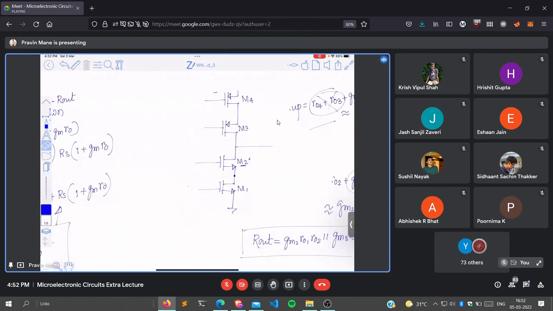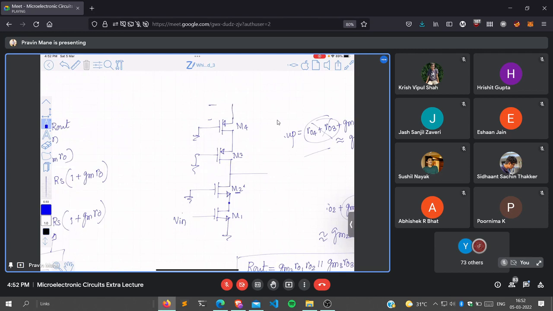Now suppose I have found out what Rout is. I have to find out capital Gm, right? So Vin is here. What should be done about other voltage sources? They should be short circuited. Current sources open circuited. And the output terminal grounded. And the current drawn from the ground is Iout.